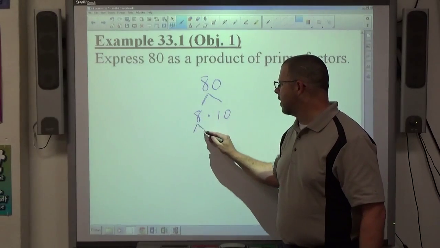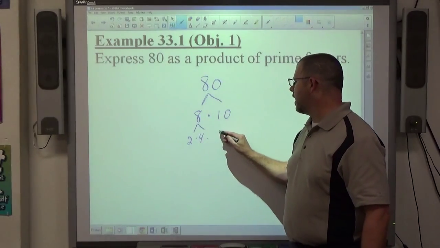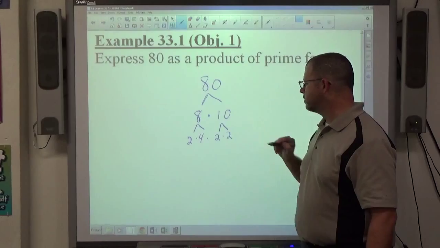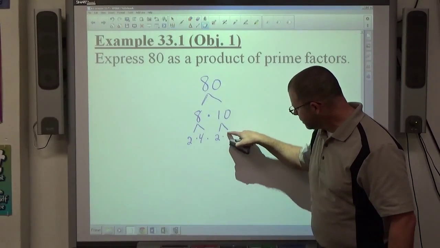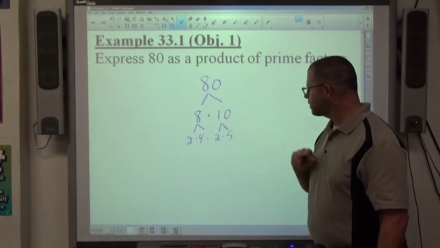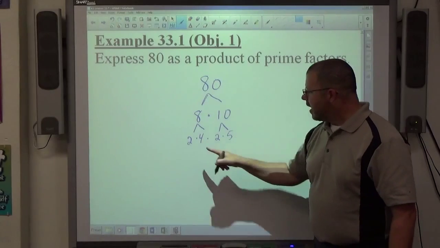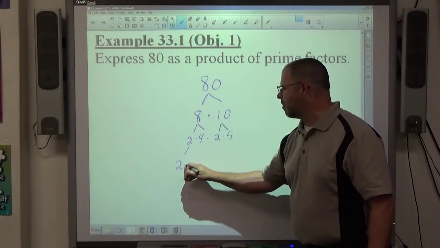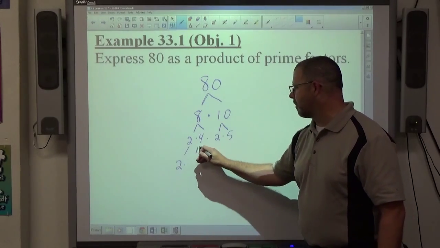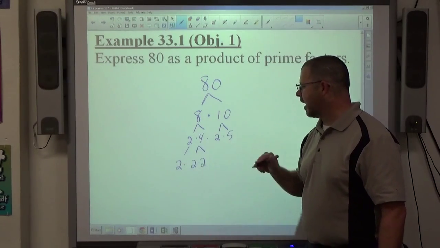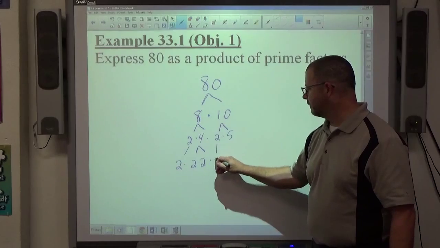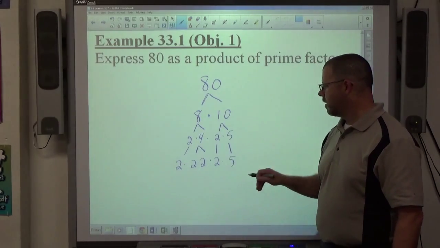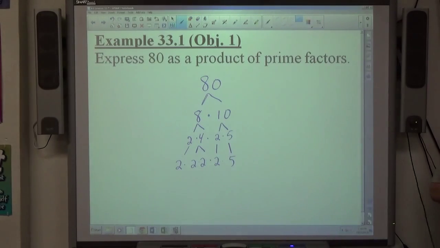8 is composite. It breaks down to 2 times 4. 10 is composite. It breaks down to 2 times 5. Sorry, getting ahead of myself here. 2 times 5. All right, 2, 2, and 5 are already prime. 4 isn't. So I'm going to bring my prime numbers down with a single line. I'm going to break my composite number down into prime numbers. Okay, that's what I expect your factor trees to look like each time.